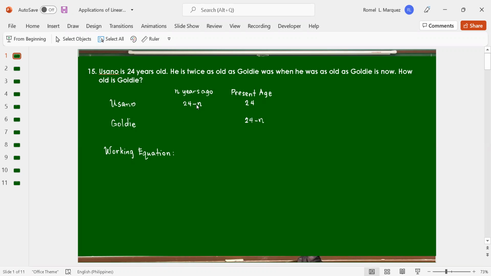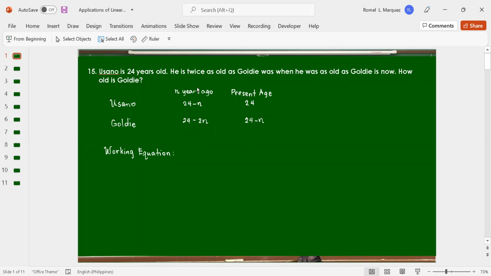The age of Usano N years ago was the same as what? As the age of Goldie now. So Usano was as old as Goldie is now. Okay, guys? Did you get that? So what was the age of Goldie N years ago? So that is 24 minus N minus N, or 24 minus 2N. Okay? Again, 24 minus N, so minus N, so 24 minus 2N. That was Goldie's age N years ago.